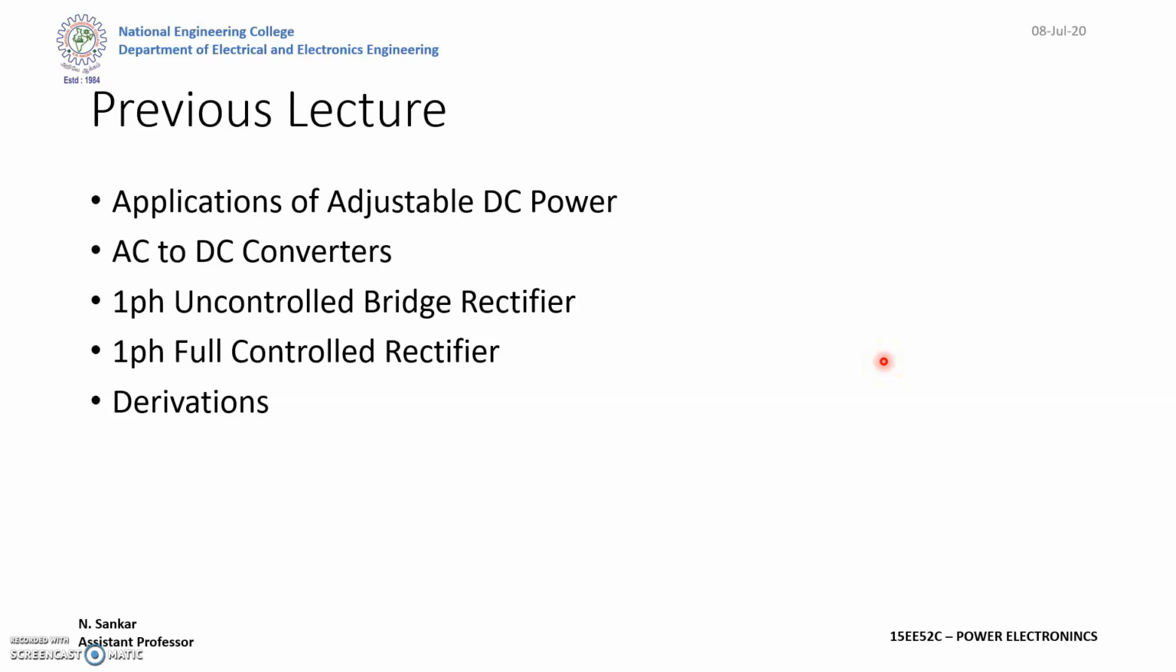So in the previous lecture we have seen about the applications of adjustable DC power, and then what is AC to DC converter and its types, that is uncontrolled and controlled type. And then we walked through the operation of a single phase uncontrolled bridge rectifier with resistive load, and then single phase full controlled rectifier with resistive load, with the waveform and the derivation of average and RMS output voltage and current. So these are the things we have seen in our previous lecture.